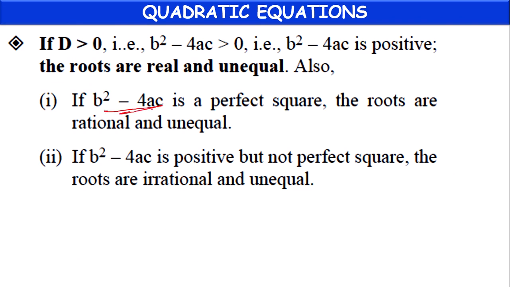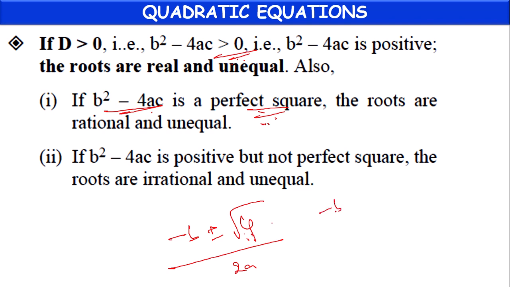Suppose b square minus 4ac is greater than 0, and along with that it is also a perfect square. Suppose we got 4, which is a perfect square. Minus b plus root 4, which is 2, by 2a gives one root, and minus b minus 2 by 2a gives the other root. This means they are rational numbers.